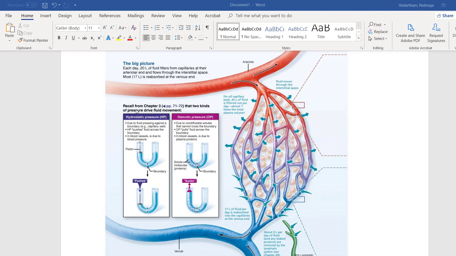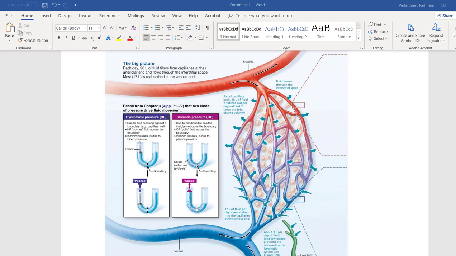That we call hydrostatic pressure. Due to the fluid pressure against the boundary, like here, the capillary wall, the hydrostatic pressure pushes the fluid across the capillary wall. So things are coming out. Here you can see a U tube, and if you push a piston right here, and this is the boundary, then things are going to come up on the other side. So this is the hydrostatic pressure that pushes the water and other small solutes out into the interstitial space.